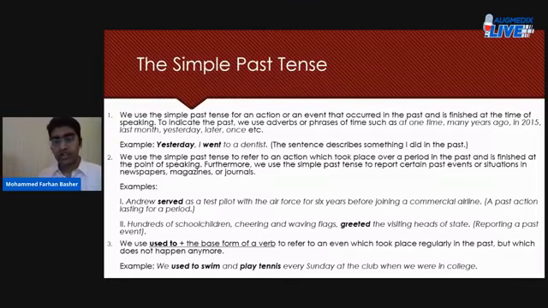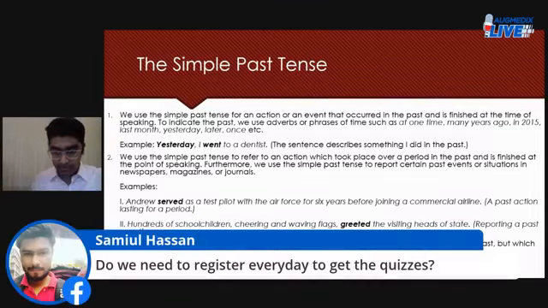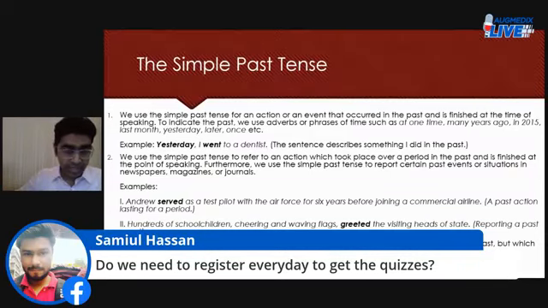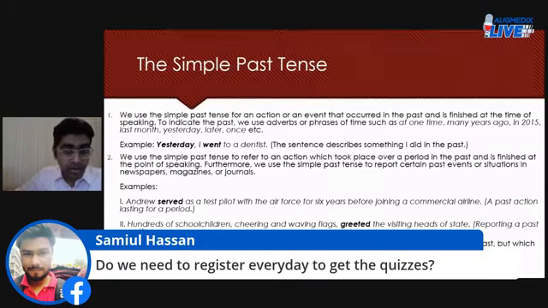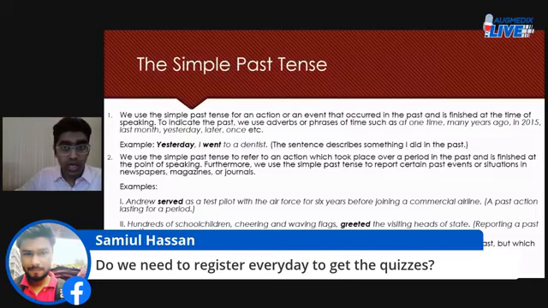All right, we've got some questions over here. Samuel Hassan is asking, do we need to register every day to get the quizzes? Of course not. You need to register only once. If you have registered well, then you are supposed to receive the quizzes. If you haven't registered properly, as in if you haven't filled in your details properly, then maybe in that case you will not receive your quizzes.